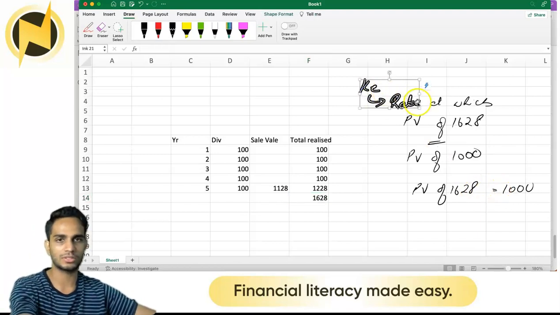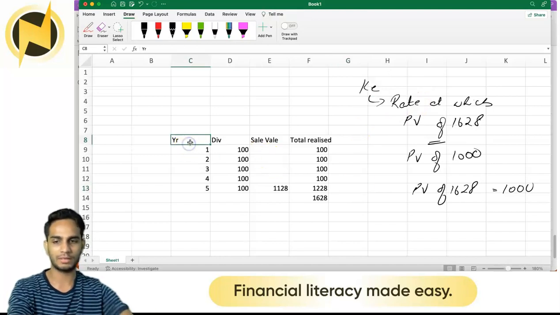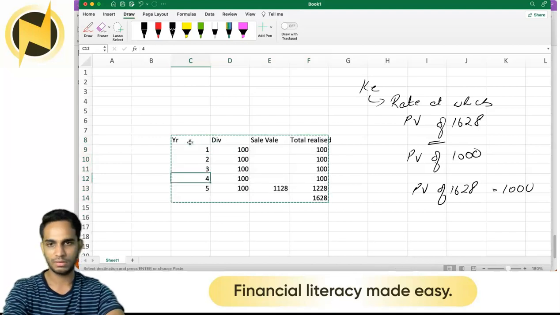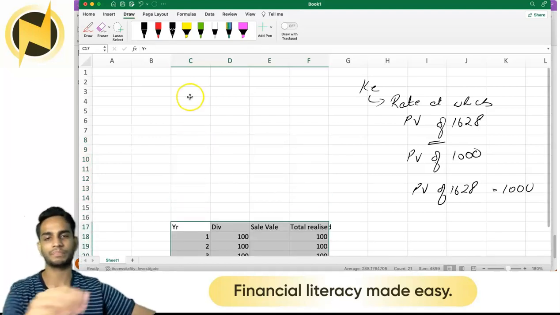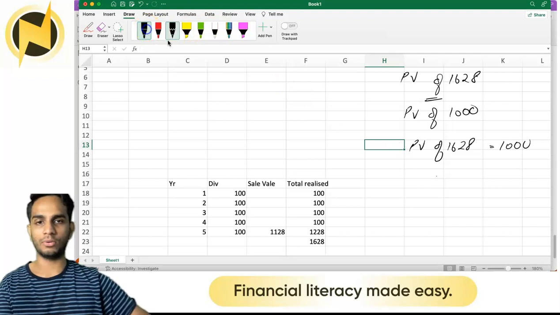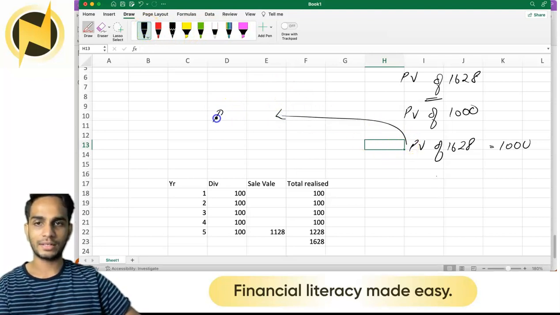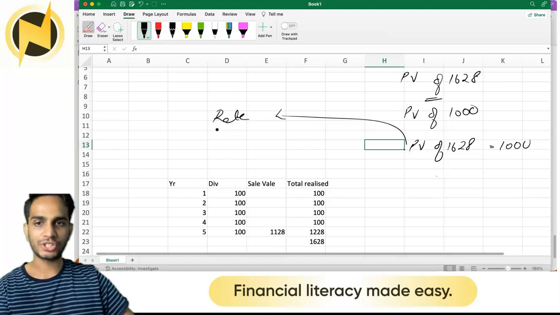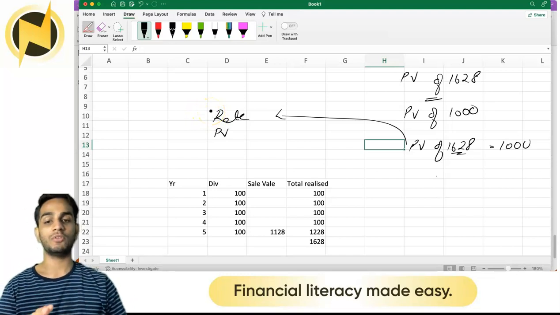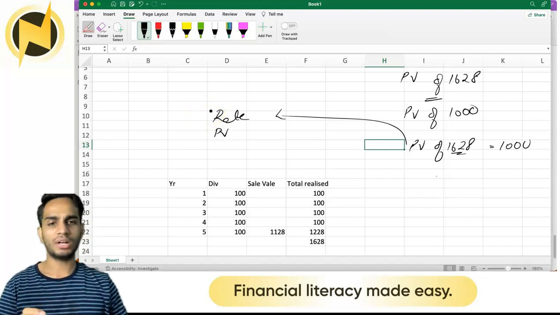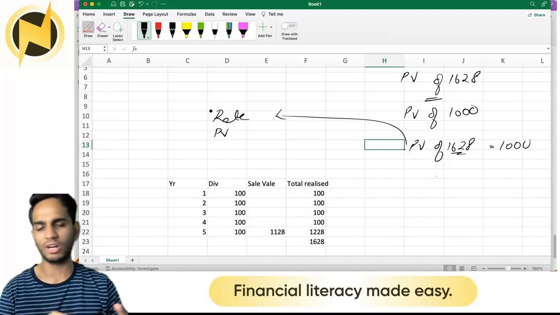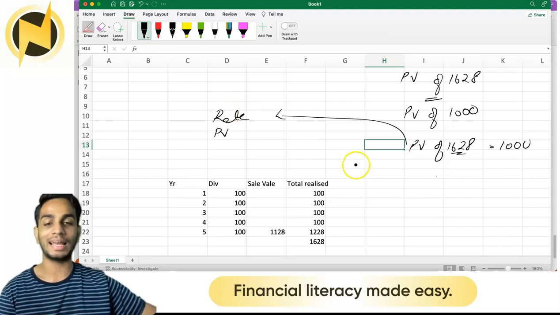So let me just copy this and paste it down. So what I need to find out right now is the rate at which the PV of 1628 equals 1000. I cannot right away fix on a value and say I'll take 10%, 3% or 12%. I cannot do that, right? So all that I can do is follow a trial and error method.